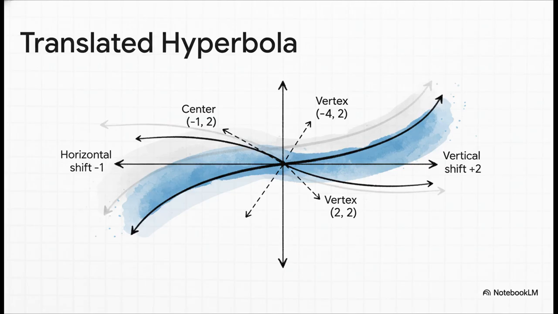Our a is 3, right? So we just count 3 units left and right from the center to find our vertices. The asymptotes, they run right through that new center too. It's the exact same shape, we've just picked it up and moved it.